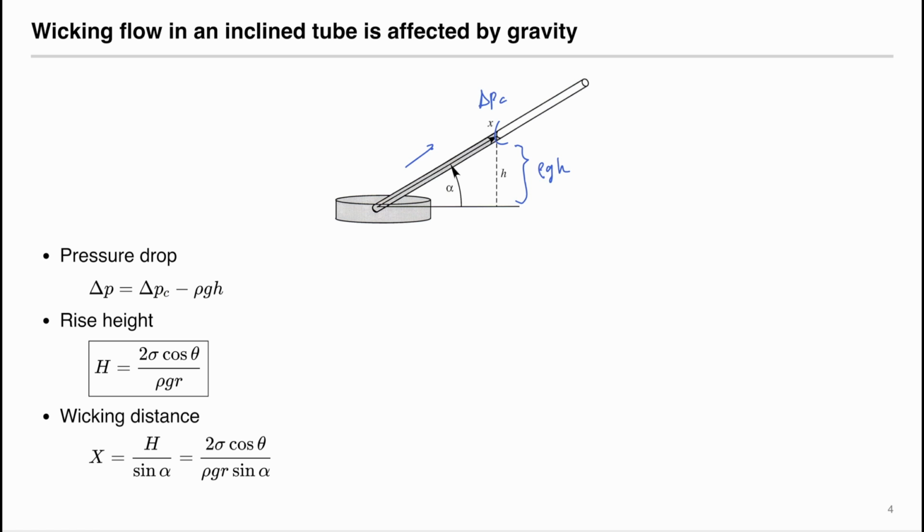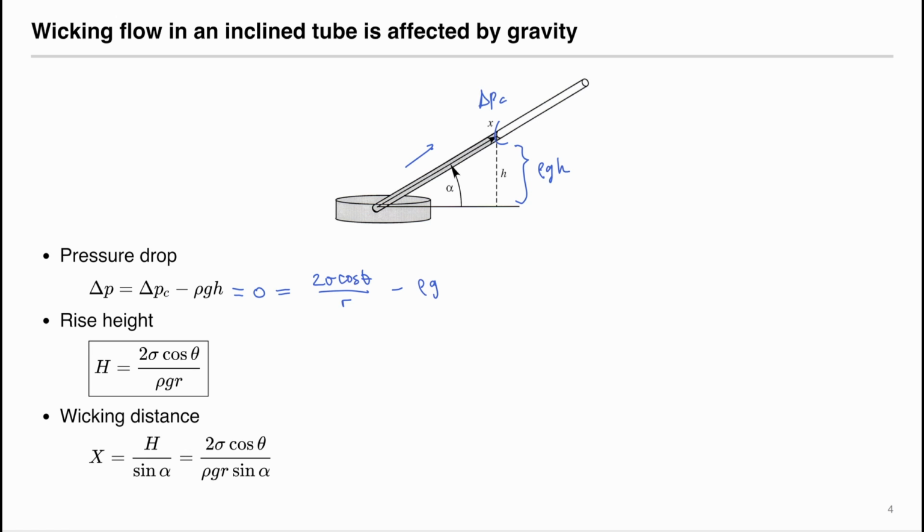It will not wick infinitely to the top of the tube, but it will stop at some equilibrium point where the pressure drop equals 0. And when that pressure drop equals 0, we can solve for h, which is the equilibrium rise height. Now let us plug in delta PC, which is 2 sigma cosine theta divided by r, and write rho gh, write the h in terms of x.